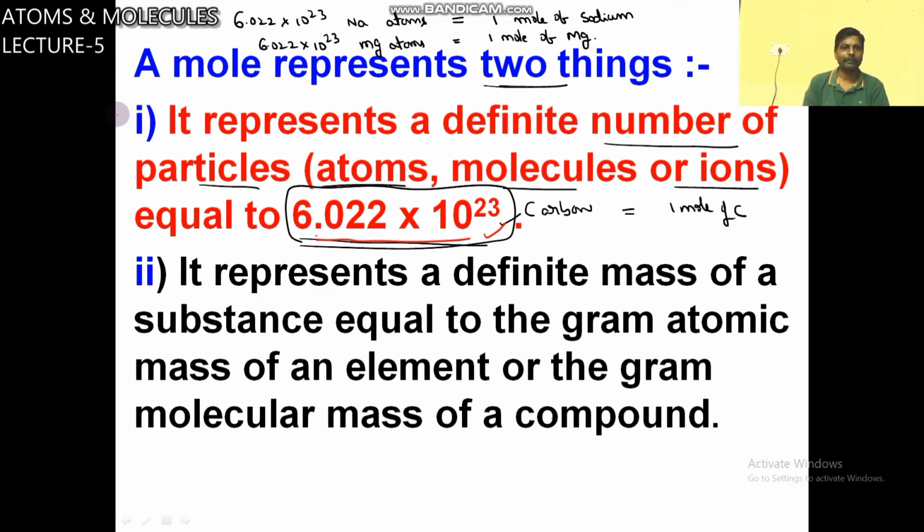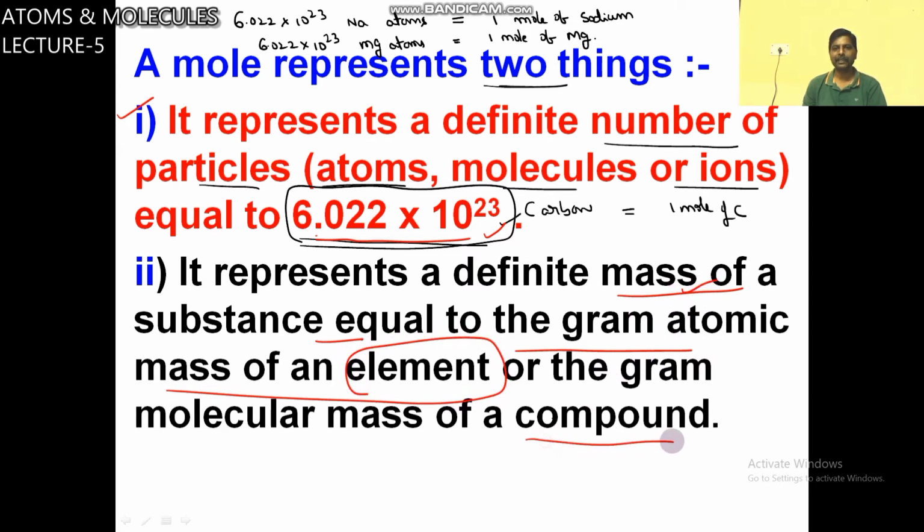Second, it represents a definite mass of substance equal to the gram atomic mass of an element. If it is an element, gram atomic mass. If it is a compound, gram molecular mass. 1 mole of an element means it is equal to gram atomic mass.